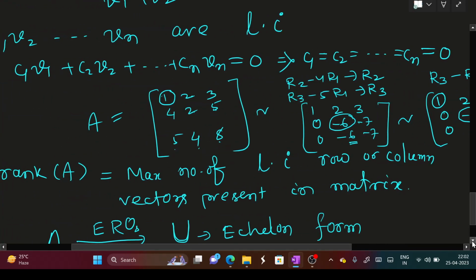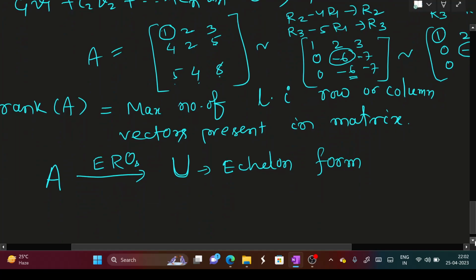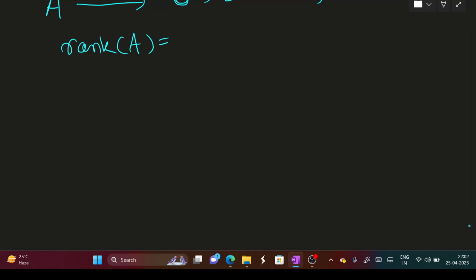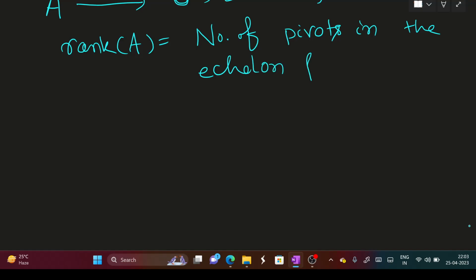There are several ways of calculating, but at present we will go according to the book. We will refer: rank of a matrix is equal to the number of pivots in the echelon form of A. In the echelon form of A.